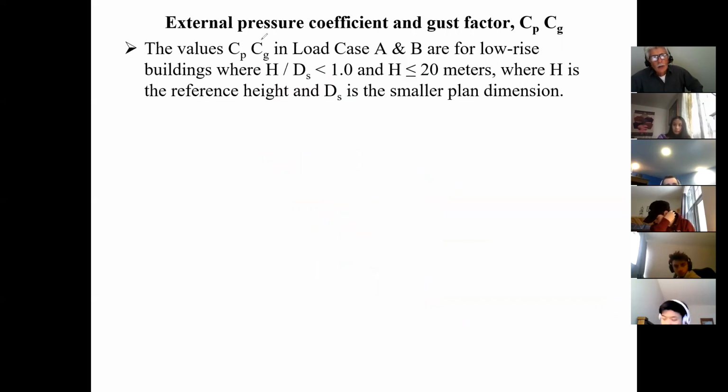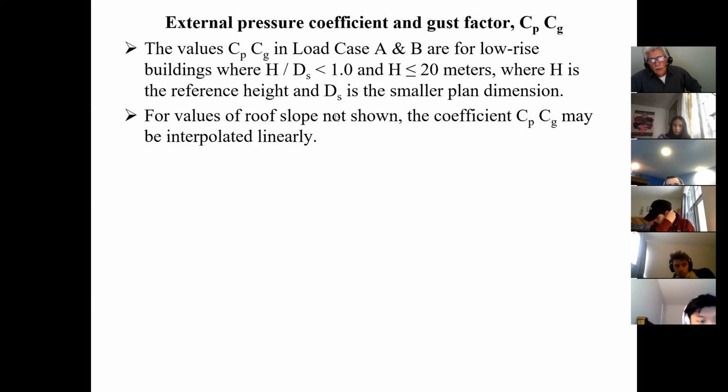So now that's the first thing. The second thing is the values for roof loads not shown. In other words, if you happen to have an 18-degree slope roof and it's not shown there, if you want, you can interpolate. If you don't want to interpolate, I suggest you always take the higher value to give you the worst case. I don't interpolate. I simply take the higher value. But you can interpolate linearly if you want to.